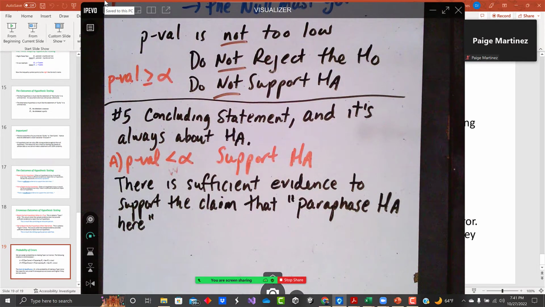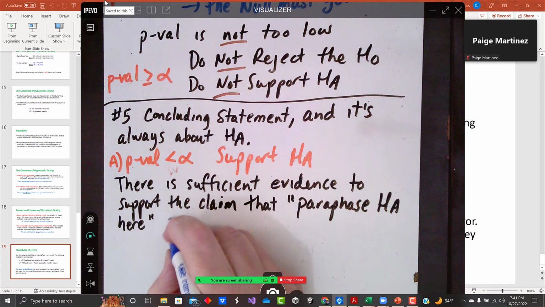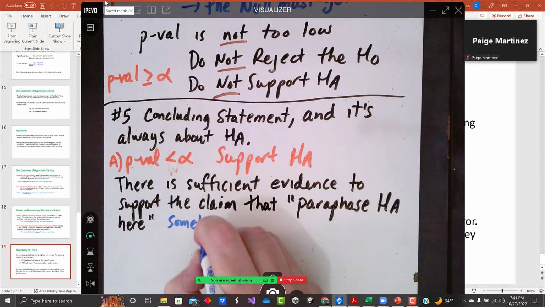Sometimes it's already phrased pretty well in the question. Sometimes you just grab the words from the question. Sometimes it's as easy as grabbing a phrase from the question.